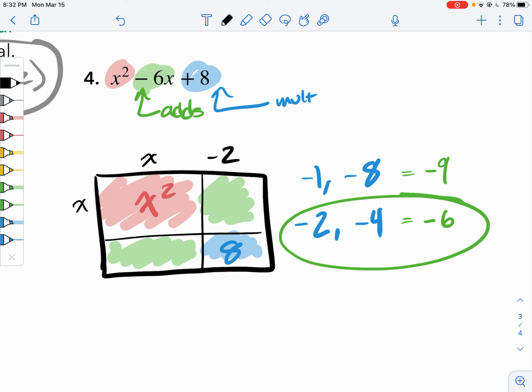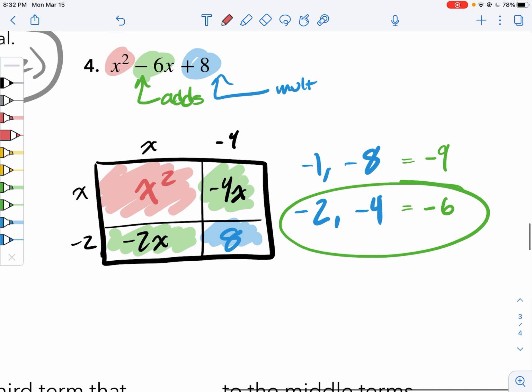If we make this negative 2 and negative 4, by the way, it doesn't matter. We can totally make this one. We can do negative 4 up here, negative 2. It doesn't matter. Since I wrote it, let's go with it. So in this box, we have negative 4 times x is negative 4x. And in this box, we have negative 2 times x is negative 2x.